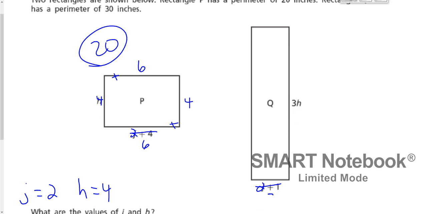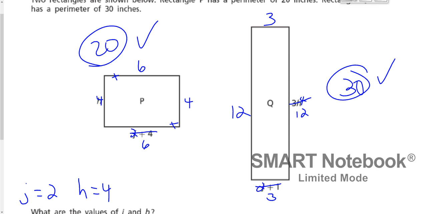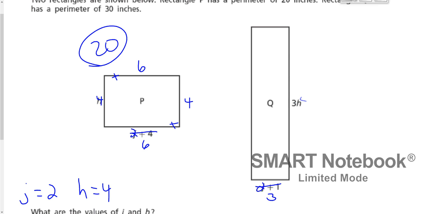So that would be 3. I replace the h with a 4, so that would be 12. 3 plus 12 plus 3 plus 12 is 30. These are the correct numbers, so that's the answer. That's how you would use the choices to your advantage.